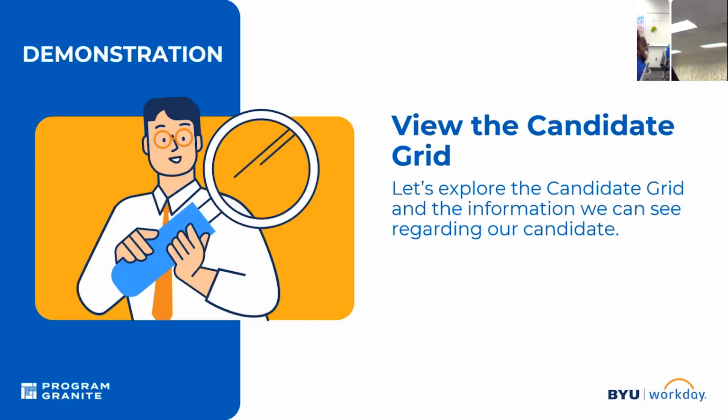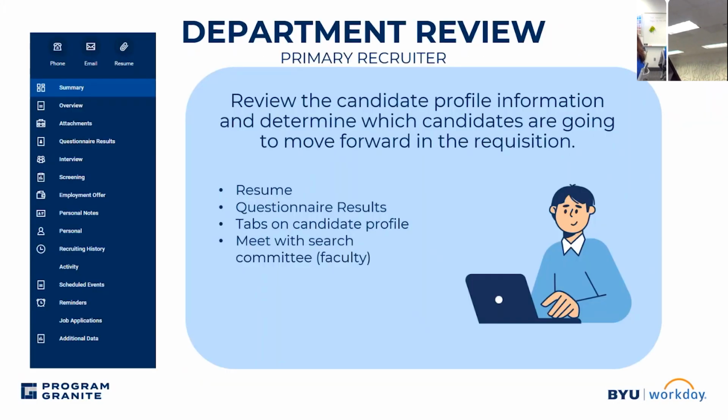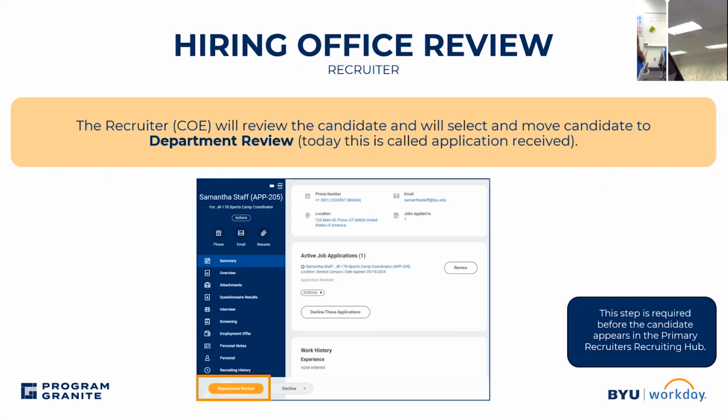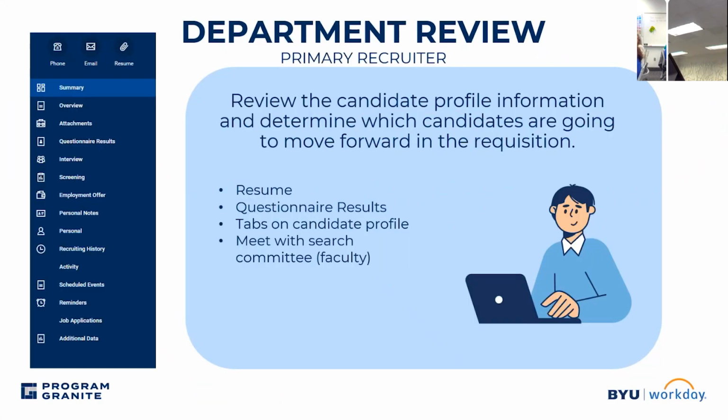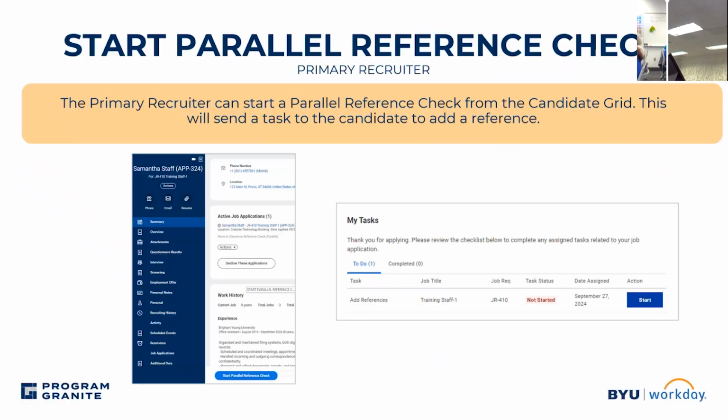So let's go back a couple slides to where we're at. The hiring office has reviewed the candidate. The department has done their review. Now we're going to talk about starting a parallel reference check. On the candidate grid or the candidate profile, you could start a parallel reference check. This would be the primary recruiter, who is assigned on the job requisition.